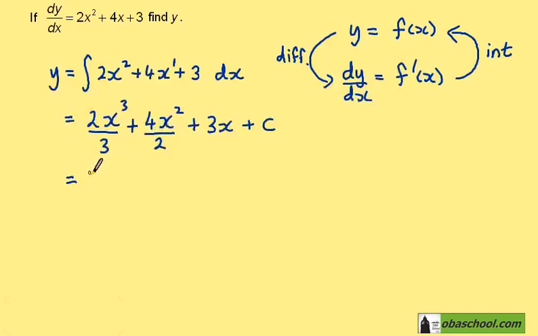The second term here will tidy up, all of the others will remain the same. 4 divided by 2 is 2, so we get the 3x and the c on the end.